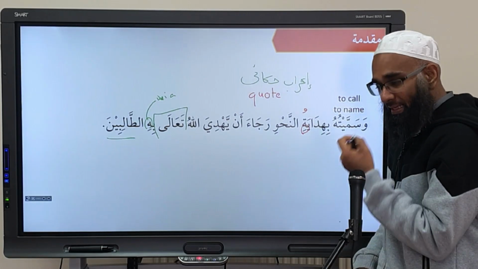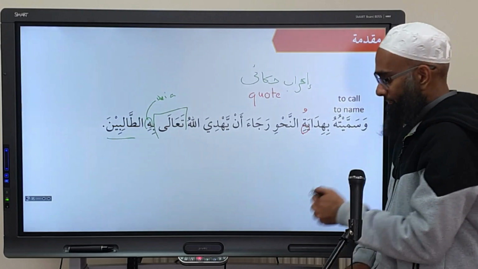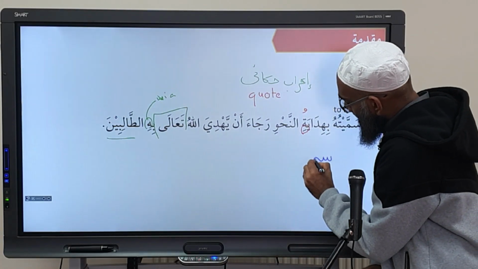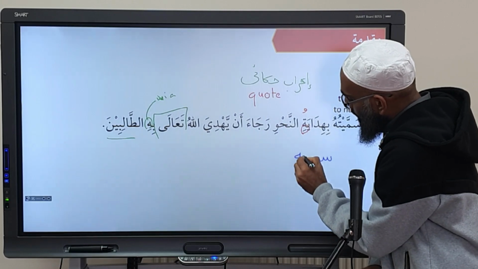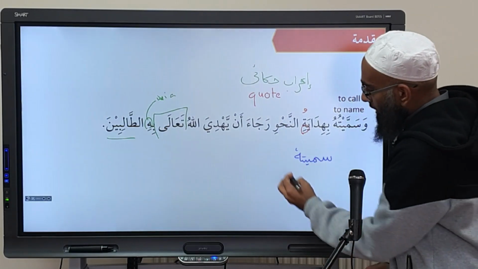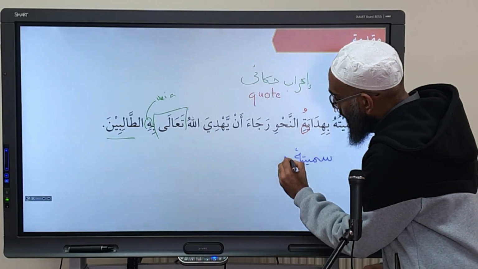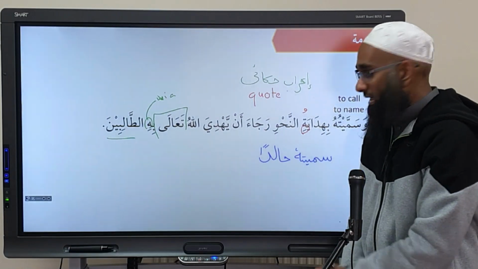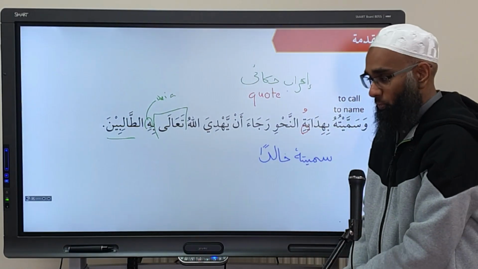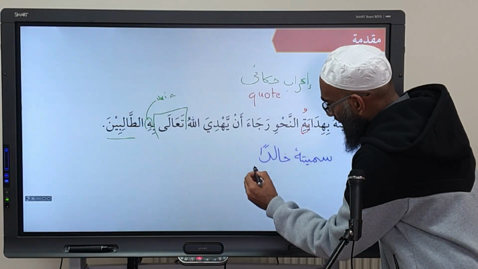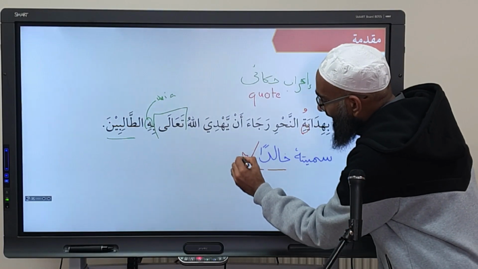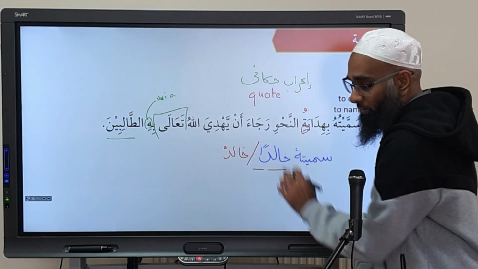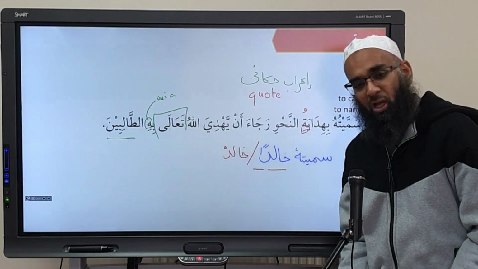So when you're quoting a name, or when you're quoting a textbook, you can do it two ways. You can let the word change according to the grammar. For example, same example, Sammaytuhu, I named him. You can say Sammaytuhu Khalidan. You made Khalidan mansoob because it is maf'ul bihi thani of Sammaytu. But you can also say Sammaytuhu Khalidun, or say Khalid and do a waqf on it.